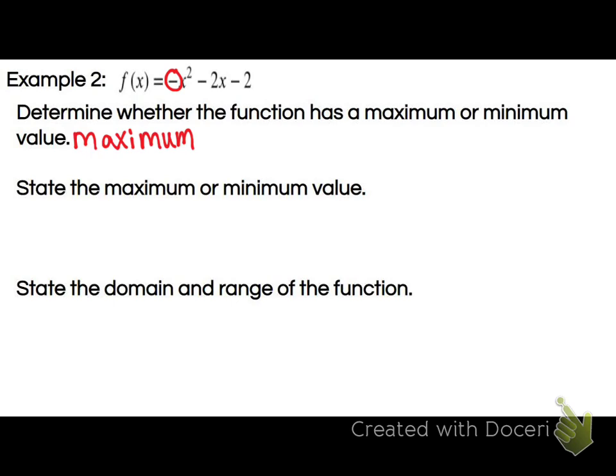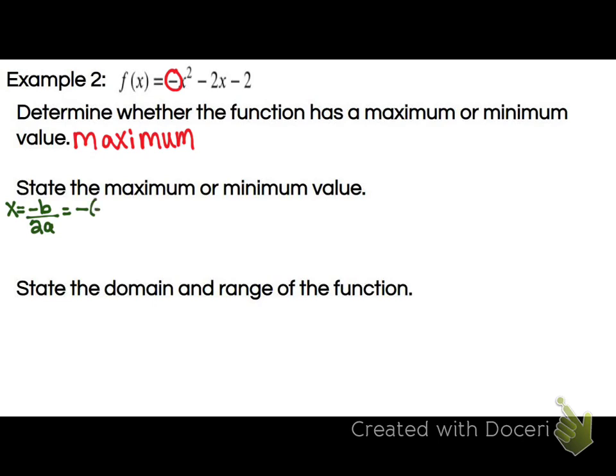Now, it says to state the maximum or minimum value. Hannah said last time, in order to find the maximum or minimum value, remember it's either the highest point or the lowest point, which is the vertex. So it's a vertex maximum. We need to find the ordered pair for the vertex. And in order to do that, the first thing I need to find is the x value, which somebody else said, in order to find the x value, I first need to find the axis of symmetry. So axis of symmetry is x equals negative b over 2 times a. So what do I substitute for b?